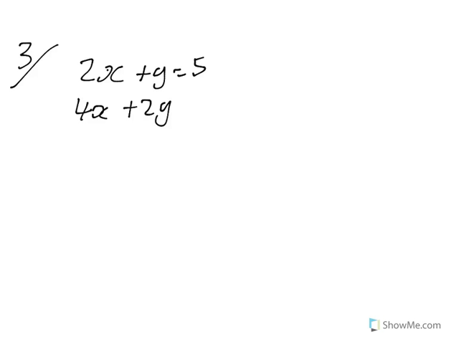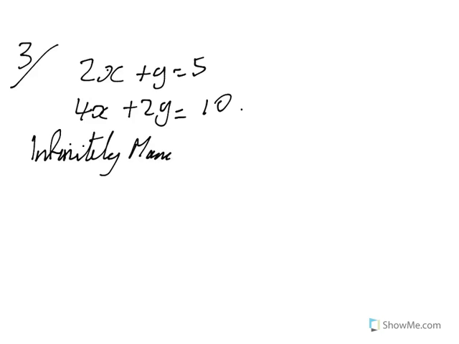Now the third case, case number 3, is something like this: 2x plus y equals 5, and 4x plus 2y is equal to 10. Now, this one's a bit strange because we have infinitely many solutions.